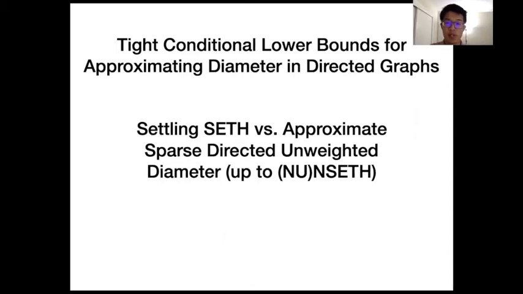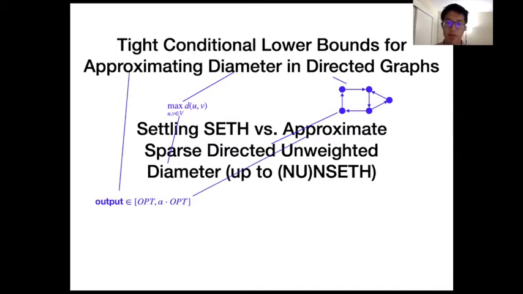Okay, so there's a lot of words in these titles. What is this talk about? This talk is about computing the diameter of a graph. The diameter is the maximum shortest path distance between two vertices in the graph. We'll mostly be talking about computing diameter in directed graphs, and we'll be focused on approximation algorithms. So instead of returning the diameter, you only need to return, say, between half the diameter and the diameter.